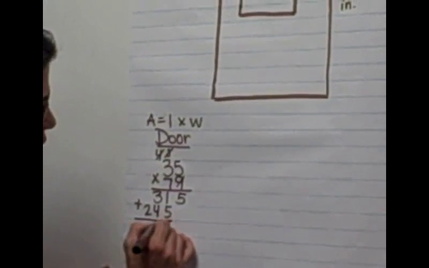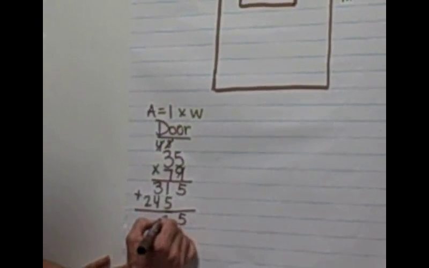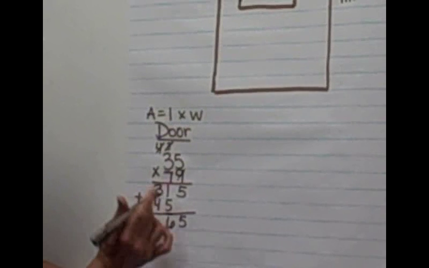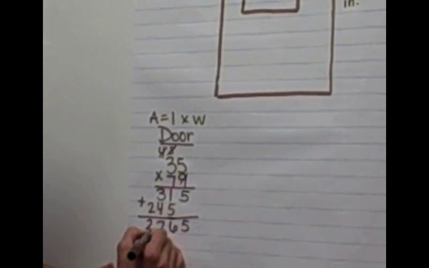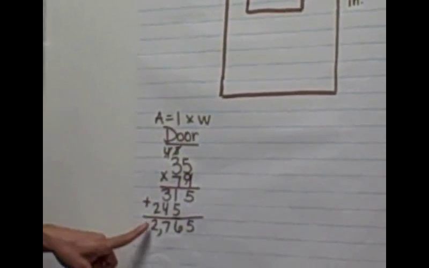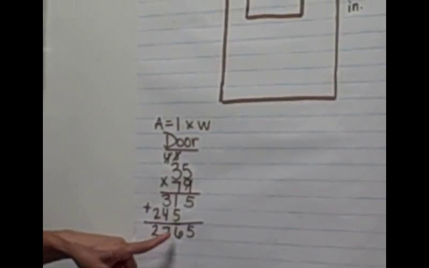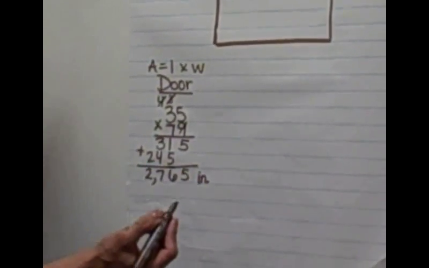And now we need to add those together. 5 by itself is 5. 5 plus 1 is 6. 4 plus 3 is 7. 2 by itself is 2. So if we look at this, the area of the door was 2,765 inches. That's the first thing you need to check.